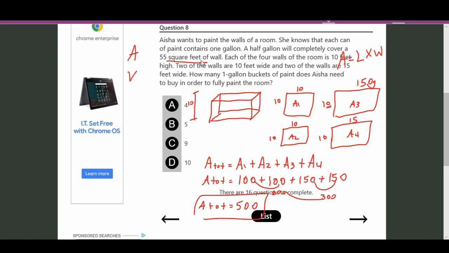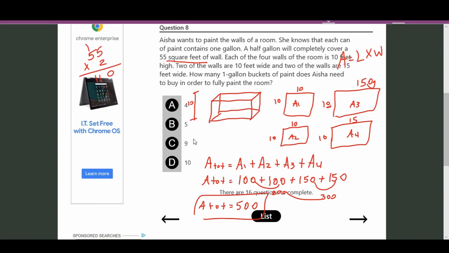Half a gallon of paint covers 55 square feet of wall. So if half a gallon of paint covers 55 square feet, if you double that, and let me do this right on this Google ad here, 55 times 2, 5 times 2 is 10, carry the 1, 5 times 2 is 10, plus 1 is 11. If a half a gallon of paint covers 55 square feet, then 1 gallon of paint covers 110 square feet.